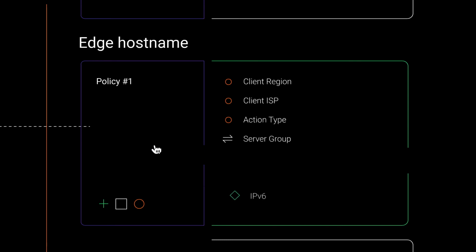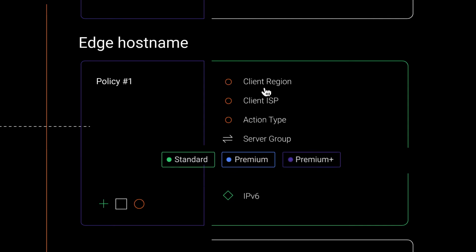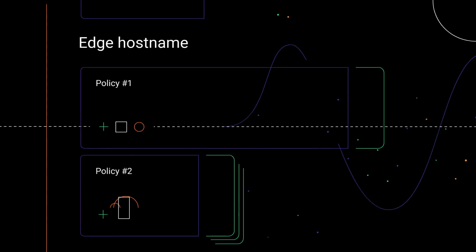You can use the portal's traffic management page to configure this Edge hostname, set up sophisticated policies to handle requests based on your client's geographic location and internet service providers. Most importantly, you can balance the cost and performance of your CDN service. In the video, we will demonstrate how to set up the Edge hostname.